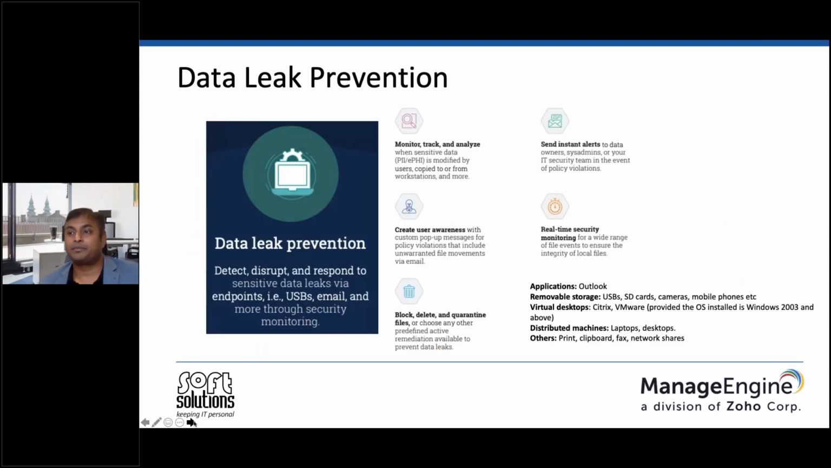Then comes our data leak prevention. Under data leak prevention, pretty much we don't want our data to get leaked out by any means. Yes, nowadays we have mobile endpoints and other things where we can take screenshots, snapshots, and so on. But still, from the organization level, what sort of controls can we put? It's good to know before it happens, so we need to monitor, track, and analyze proactively. And if something happens which is not right for the organization, we should have an alert.